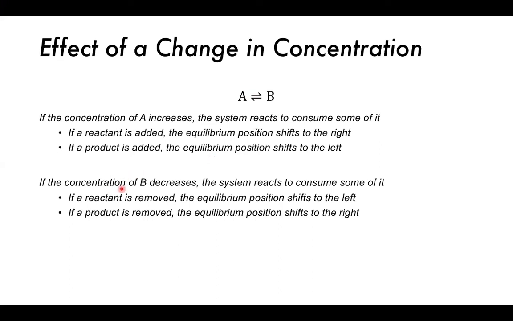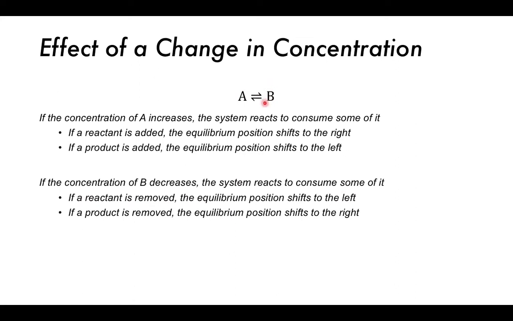If the concentration of B decreases, the system reacts to replace some of it. If a reactant is removed, the equilibrium shifts to the left. So if we remove some reactants, the system wants to produce more so that the ratio between the two concentrations is returned to the equilibrium ratio, the Kc value basically. If a product is removed, the equilibrium shifts to the right. So if we remove B, then more A will be consumed to produce B.